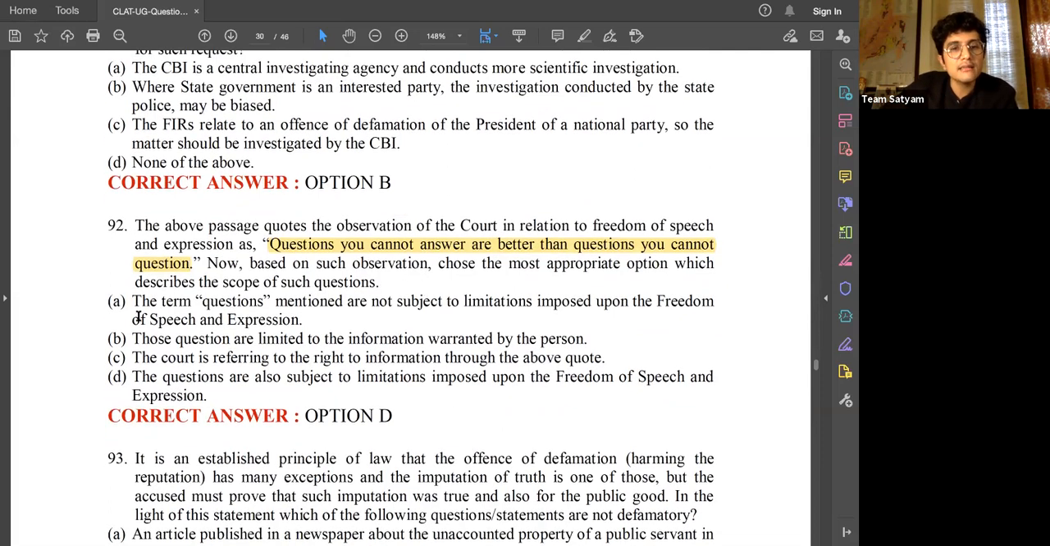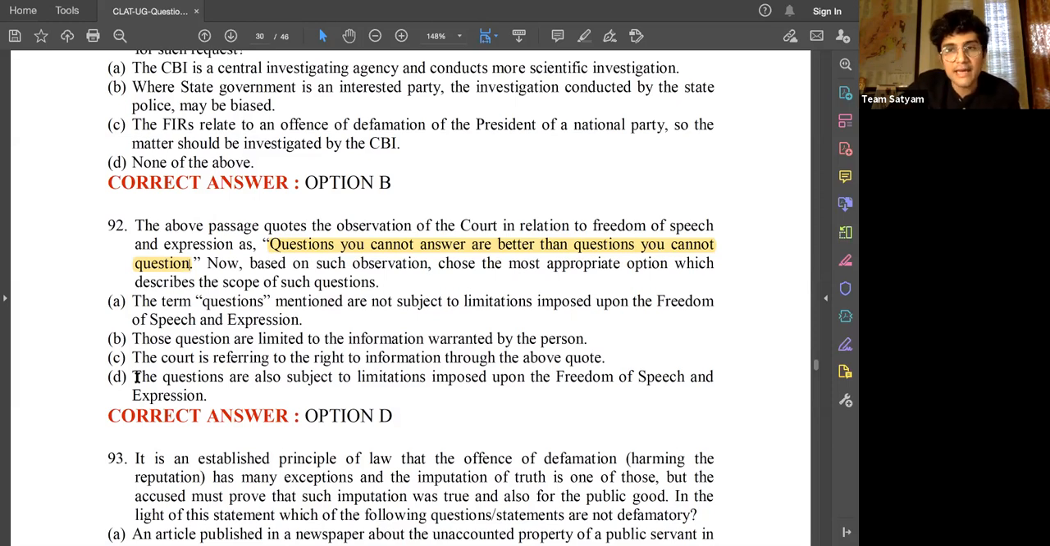Now, in saying that the correct answer is D, what assumptions are being made? The assumption being made is, first of all, that the candidate knows that fundamental rights can be subject to certain limitations. That is the first assumption that the consortium paper setters have made. First is that the candidate is aware that there can be certain limitations imposed upon the exercise of fundamental rights. And second, that even the exercise of asking questions is an exercise of a person's fundamental right.